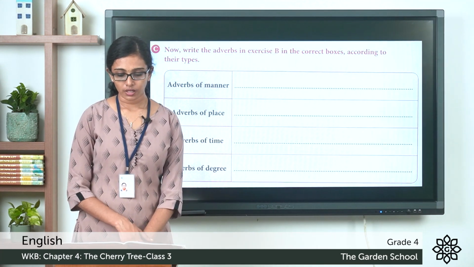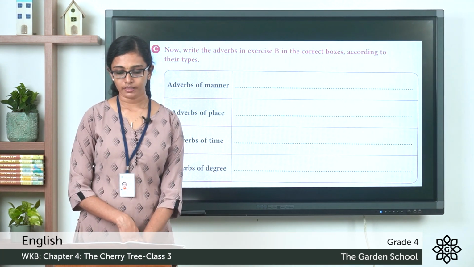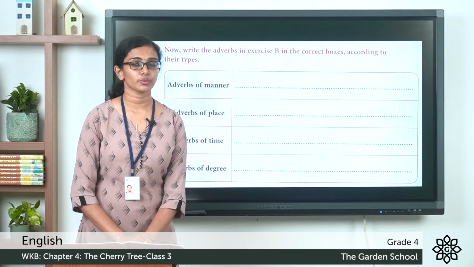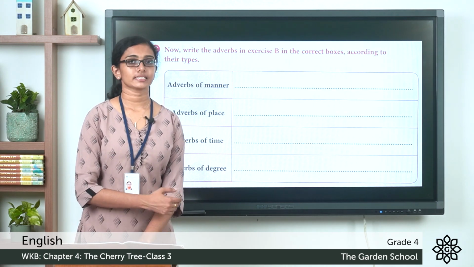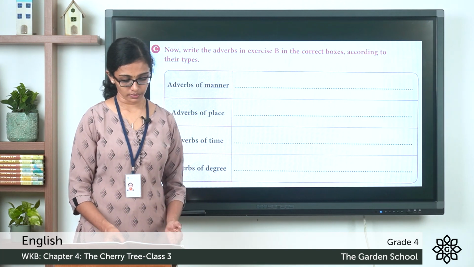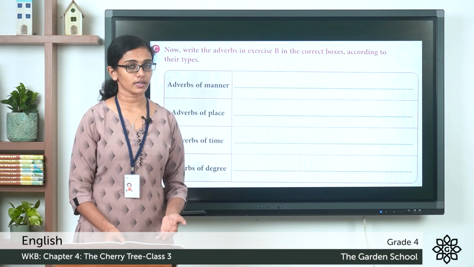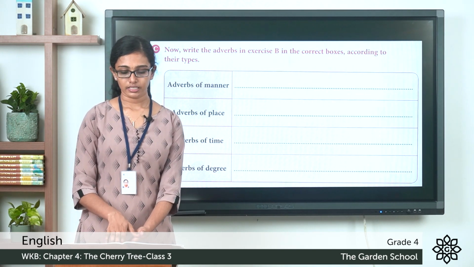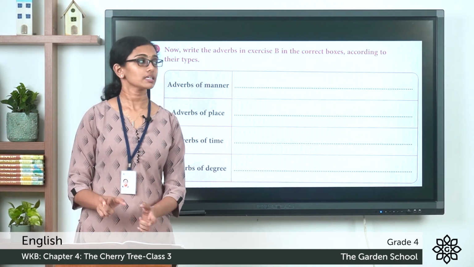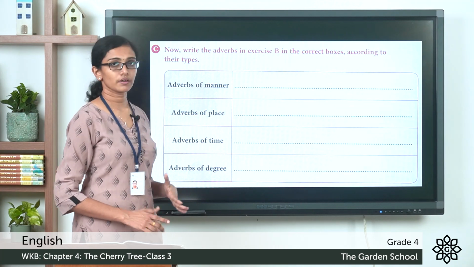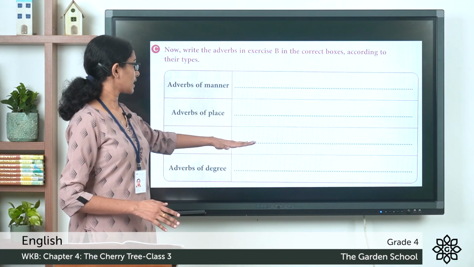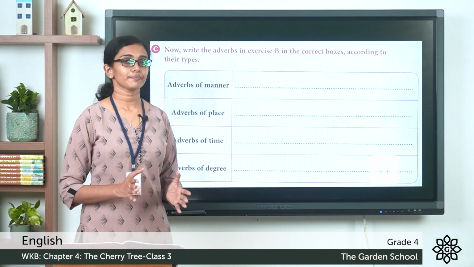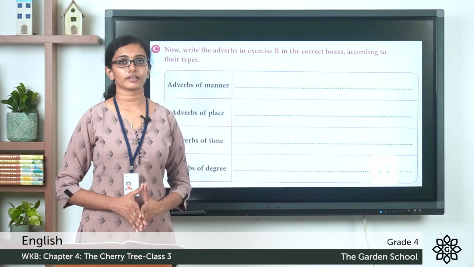Now write the adverbs in exercise B in the correct boxes according to their types. So you have already learned the types of adverbs and you have already done exercise B. You know the adverbs we wrote there, and you know their types. Please complete this table, and you have to write the adverbs of manner in this column, adverbs of place in this one, adverbs of time here, and adverbs of degree here. You can pause the video, finish the activity and come back.